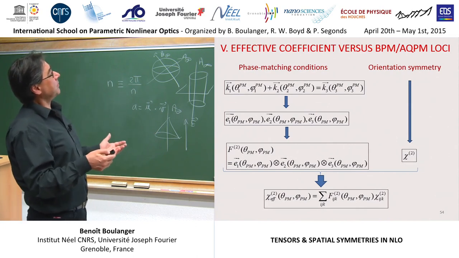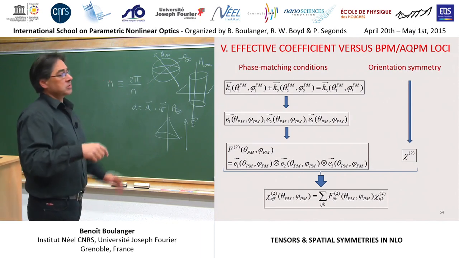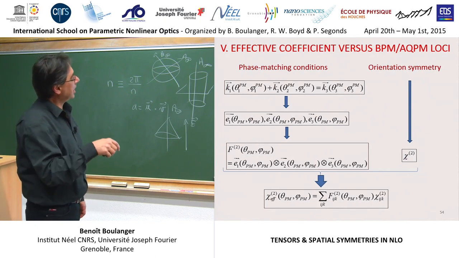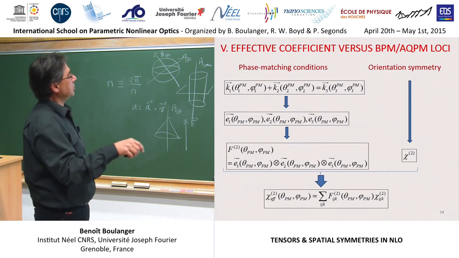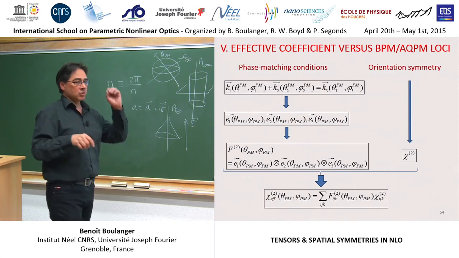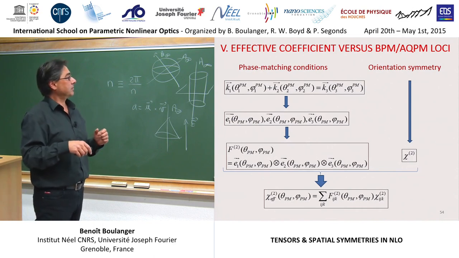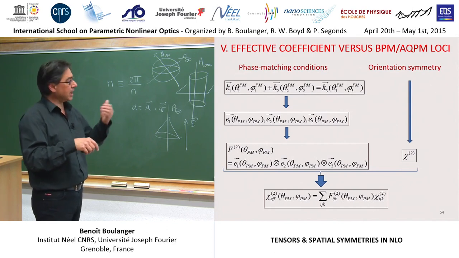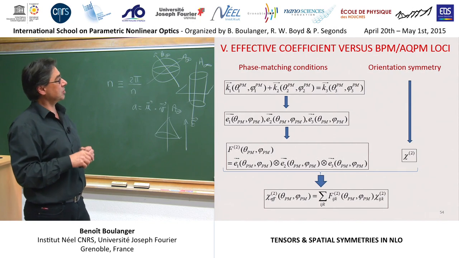Okay, point 5: effective coefficient versus BPM or AQPM loci. So here is a kind of big summary of all the things. We know that it's very important to reach phase matching or angular phase matching. Here I took the case of phase matching. So you have the phase matching relation written here. We know that these phase matching relations impose the configuration of polarization. And from this, we can build the light tensor, so we can say that it is imposed by the phase matching conditions.